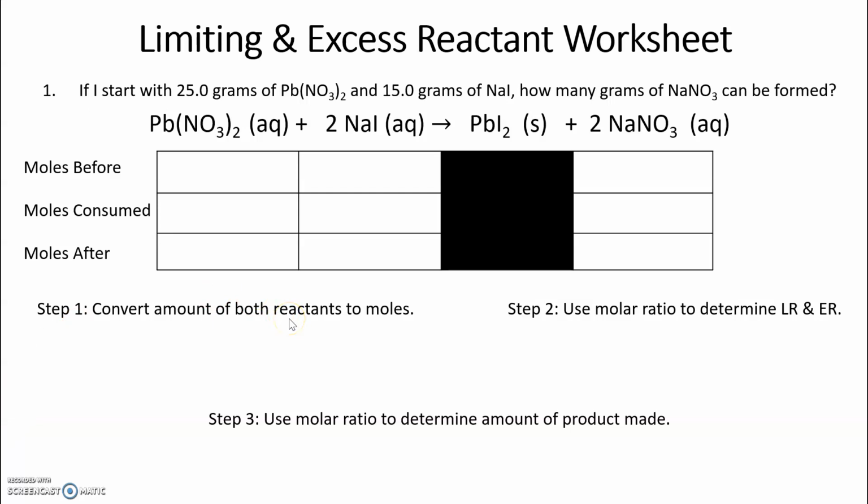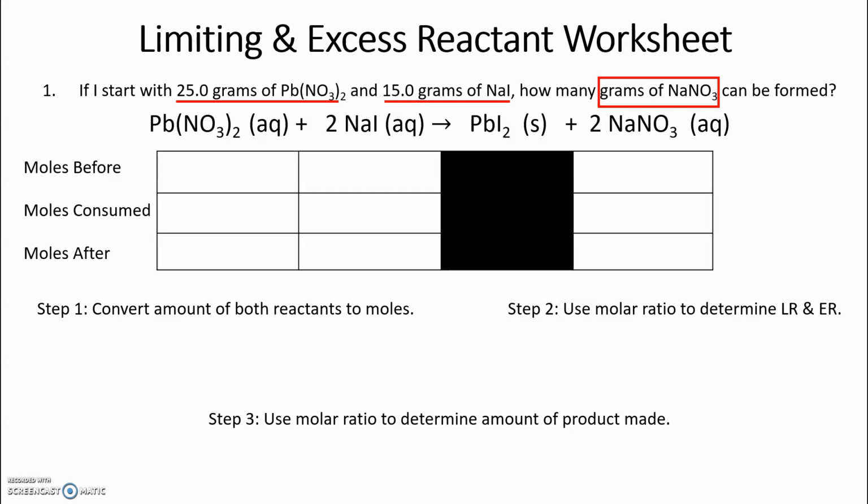If I start with 25 grams of lead nitrate and 15 grams of sodium iodide, how many grams of sodium nitrate can be formed? So we're given our starting amounts of each reactant, and we want to convert to grams of sodium nitrate. Now our first step is to determine which reactant is going to run out first. So remember, the limiting reactant is the reactant that determines the maximum amount of product that can be produced.